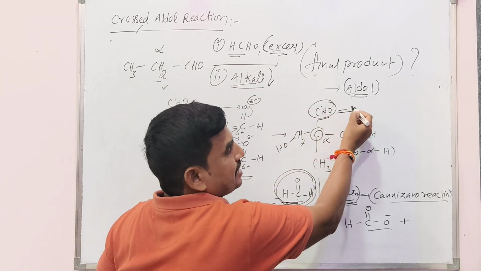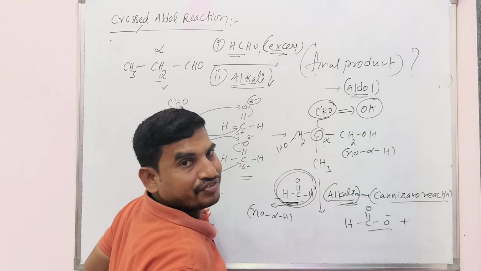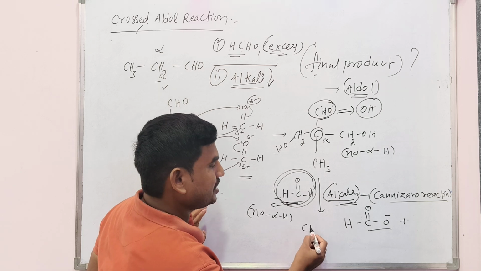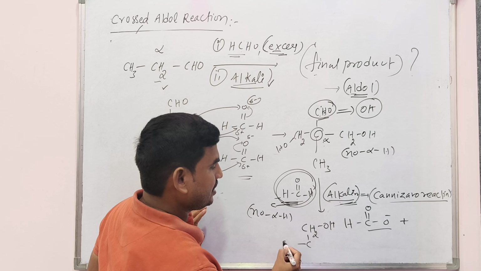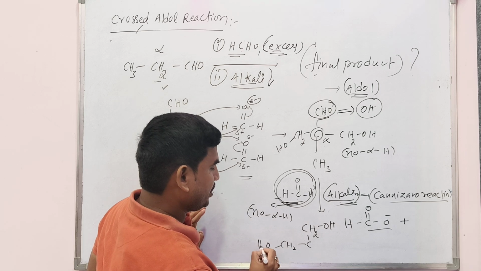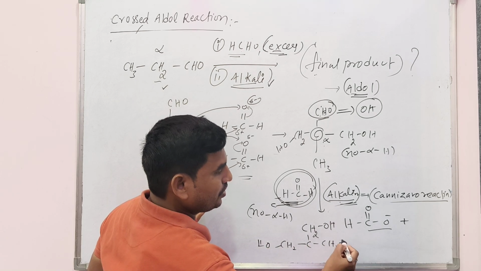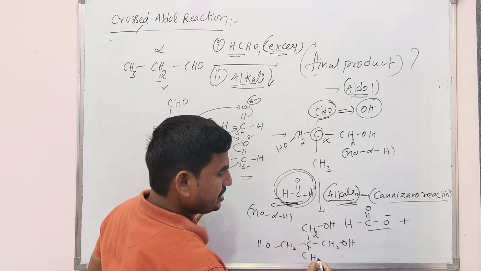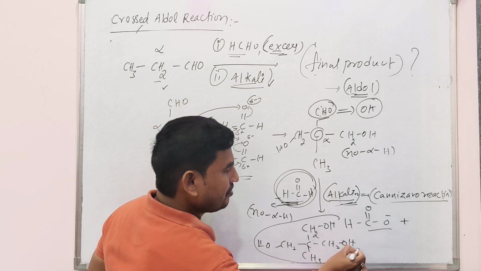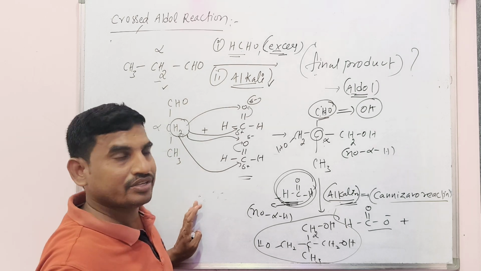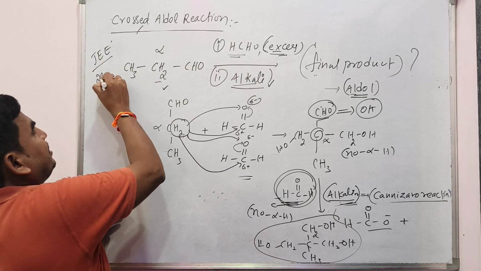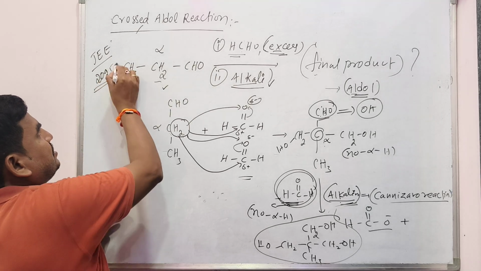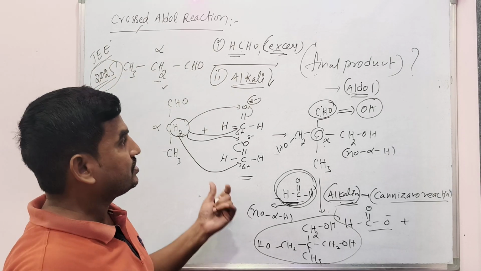Reduction means the aldehyde group is converted into an alcohol functional group. So what is the other product? Here CH2OH, here CH2OH, here CH2OH, here CH3. This is the final product, right? So recently in the JEE 2025 January session they asked this question. They give this type of questions.